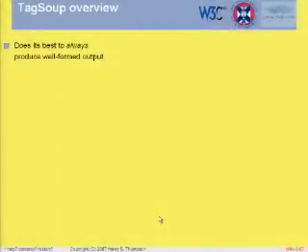TagSoup is a modest program which takes arbitrary character sequences as input, and does its best to produce well-formed XML as output. Obviously, the closer the input is to XML, the more likely it is that the output will be what you expect it to be.